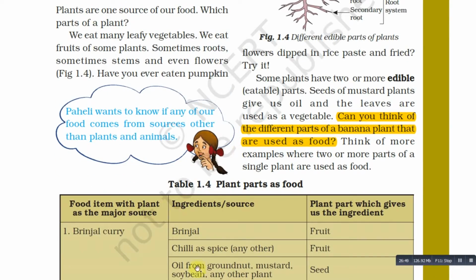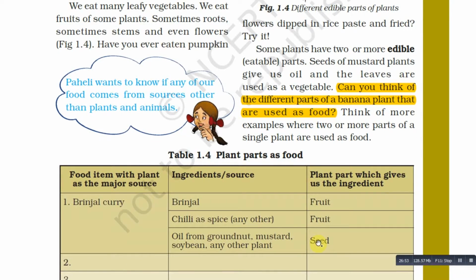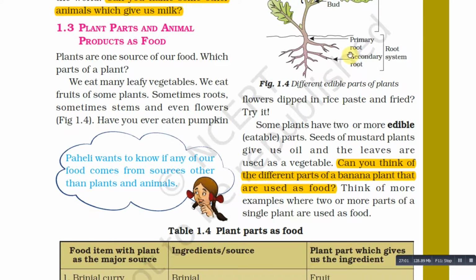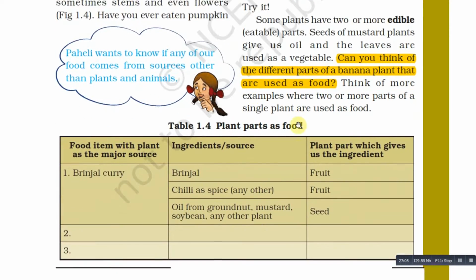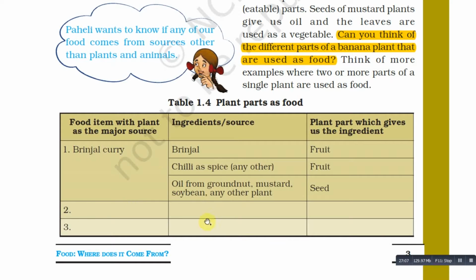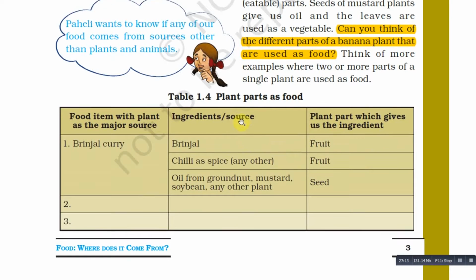Then chili is also taken as fruit. Oil is from a seed. Okay, so seed is there below the ground level. So here in the root system you will see at the bottom seed also will be there. Like that you have to make this table, which shows the different plant parts as food.